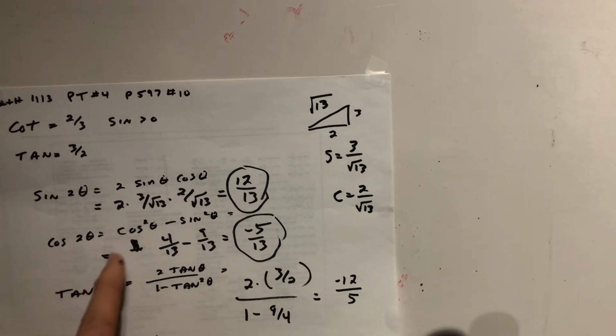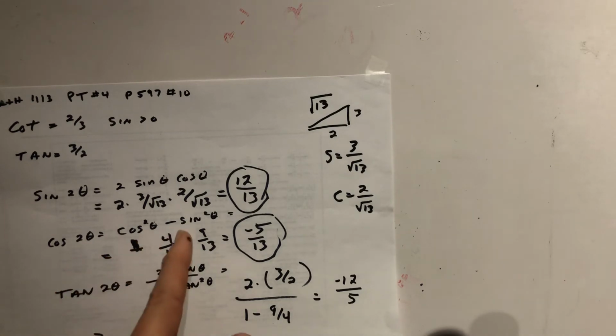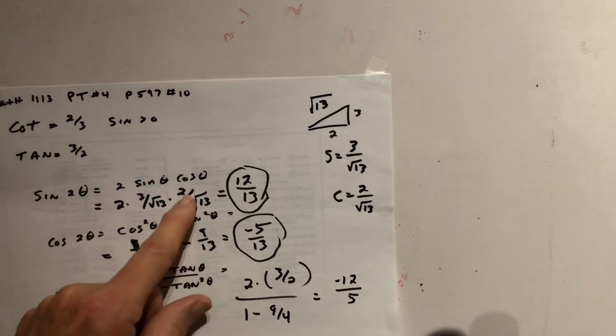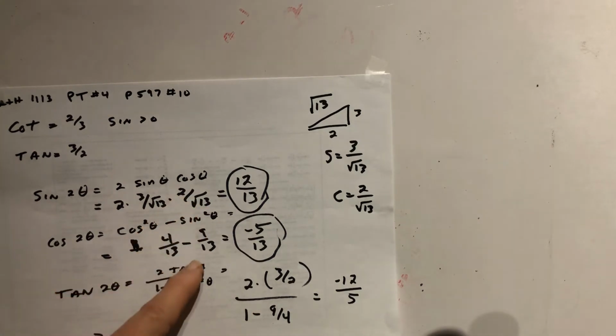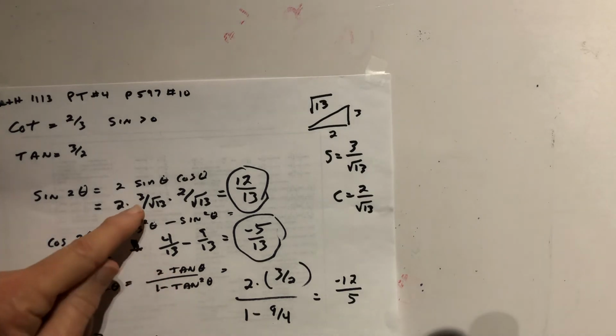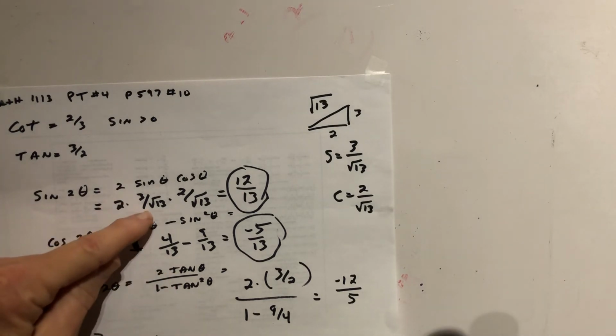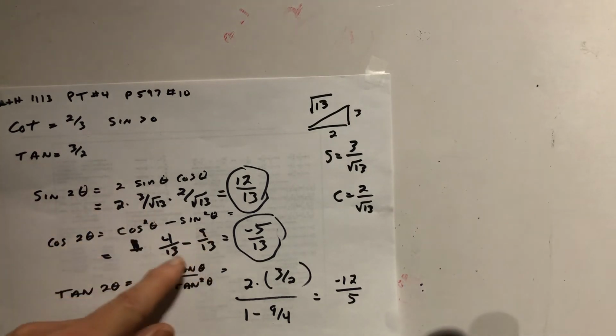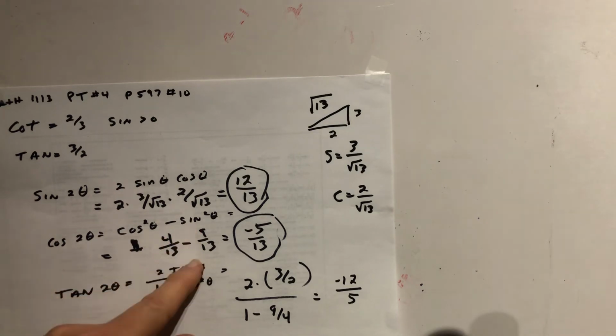There are about 3 different formulas for cosine of 2 theta. I just took the top one, which is cosine squared minus sine squared. So the cosine squared would be 4/13, minus sine squared, that would be 9/13. 4/13 minus 9/13 is -5/13.